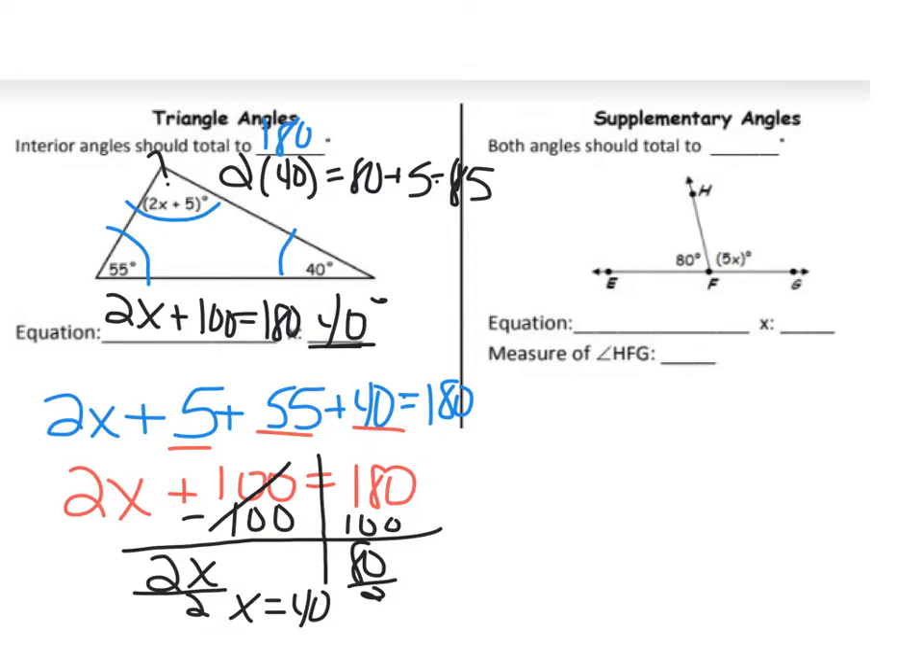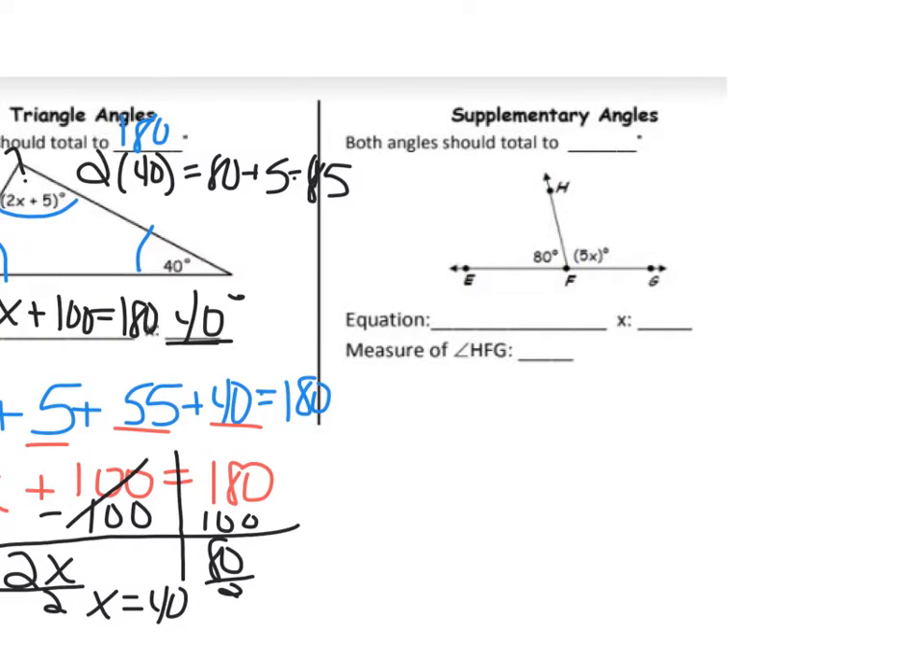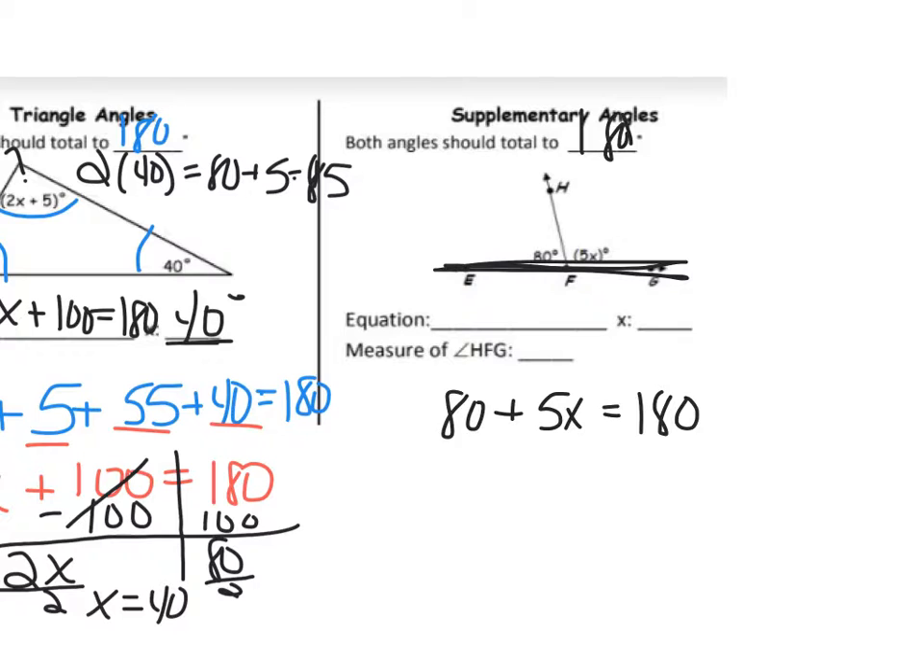Okay, now supplementary angles are angles that equal to how much? Supplementary angles also add up to 180, because if you notice, supplementary angles will create a straight angle. Okay, so now that we know that, we could go ahead and do 80 plus 5x equals 180. Okay, we have that equation. We don't have to combine anything, but we do need to solve for x.